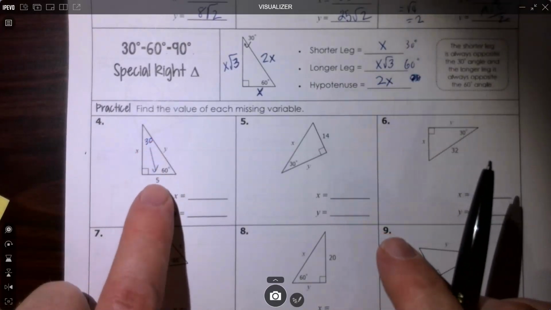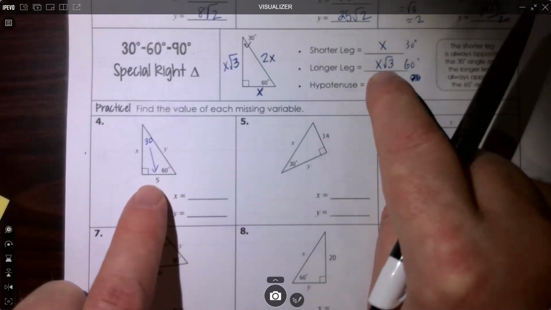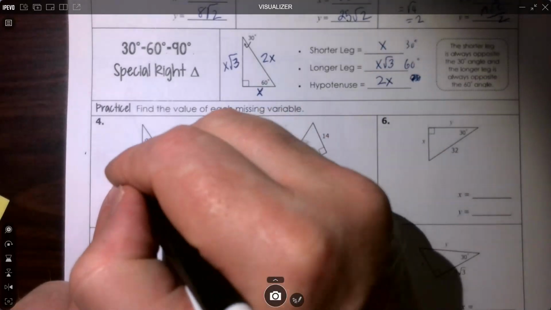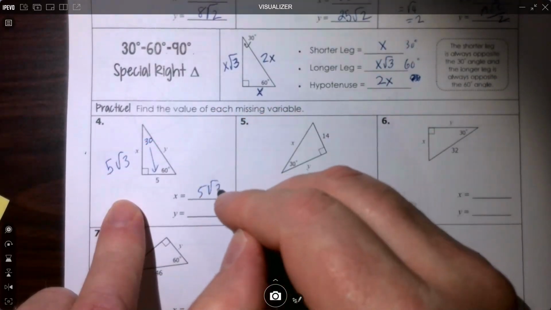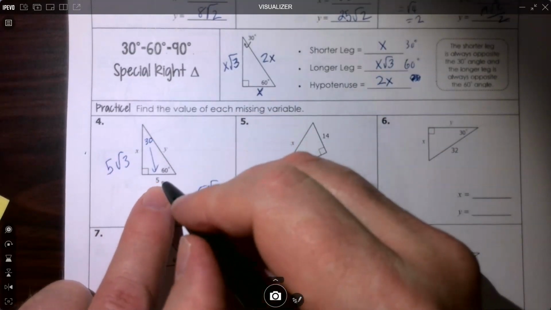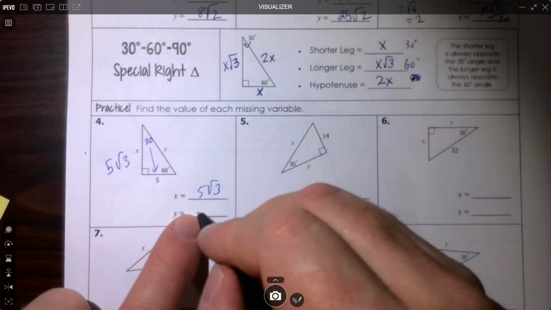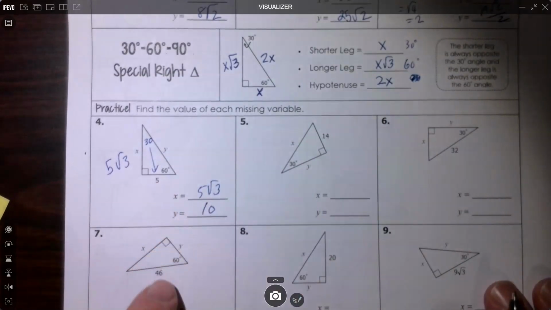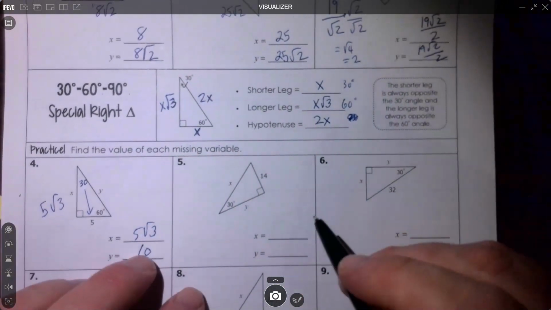All right, so the side opposite 30 is 5. So that means x is 5. So the next one is going to be x square root of 3, so this guy is 5 square root of 3. And again, our shortest side is 5, but the hypotenuse is just 2 times it, so this is going to be 10. Okay? All right, so let's do this again.